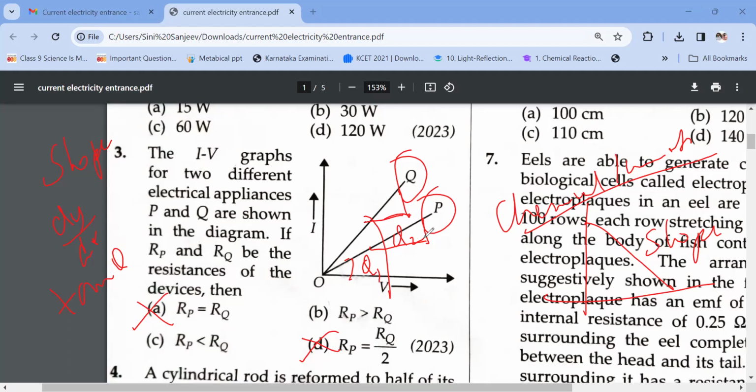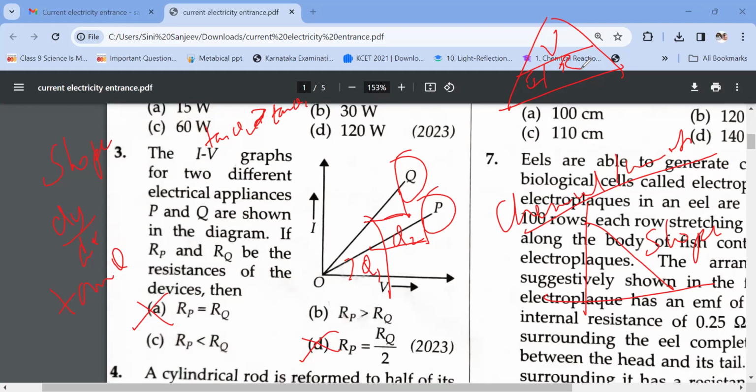Which angle is greater? Theta 2 is greater, right? The bigger angle is greater, obviously. So tan theta 2 is greater than tan theta 1. What is my slope here? What is this graph? I by V graph. So V is equal to IR.